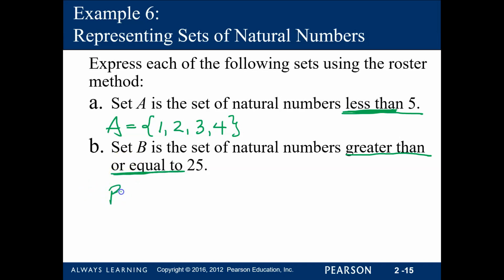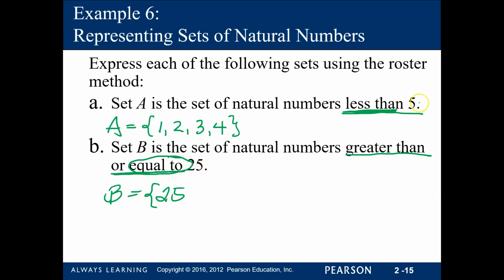Okay? So we now have our set B. It now is greater than or equal to 25. So the question is, are we going to include 25? Yes. Okay? Why is that? Because of this part of the inequality. Because you have the equal to, it means 25 is going to be included.